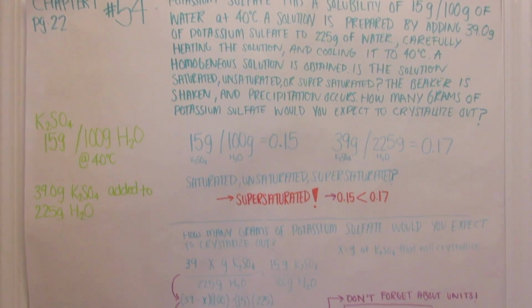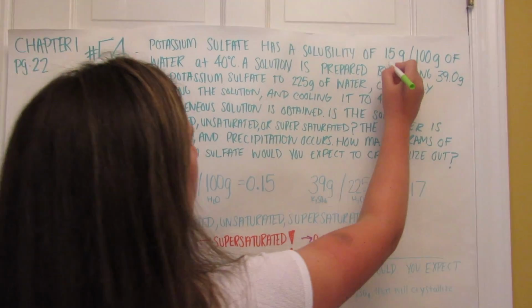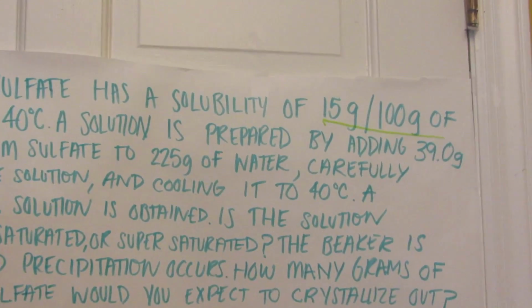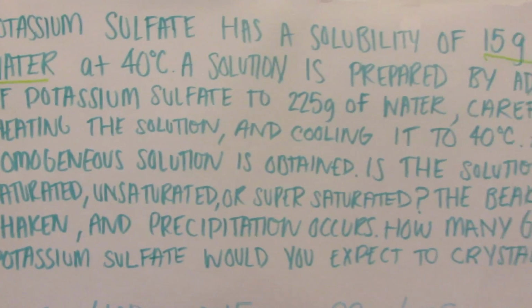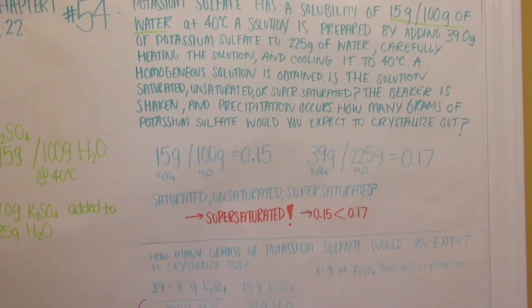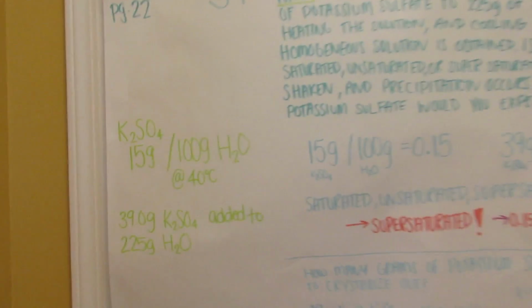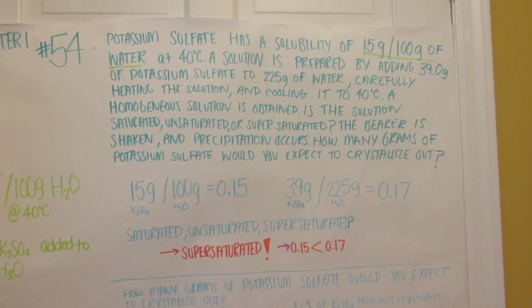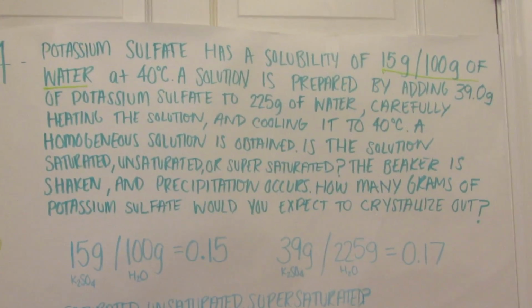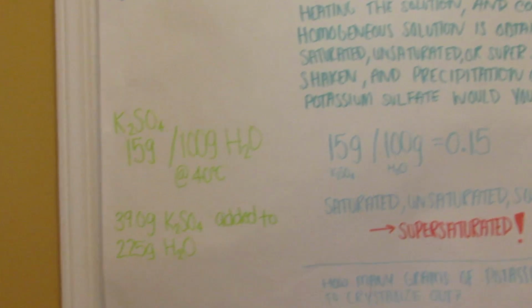So first, let's underline what we know. First, we know that there is 15 grams of potassium sulfate per 100 grams of water at 40 degrees Celsius. So we wrote that here. Second thing we know is that a solution is created by adding 39.0 grams of potassium sulfate to 225 grams of water. So we wrote that here.